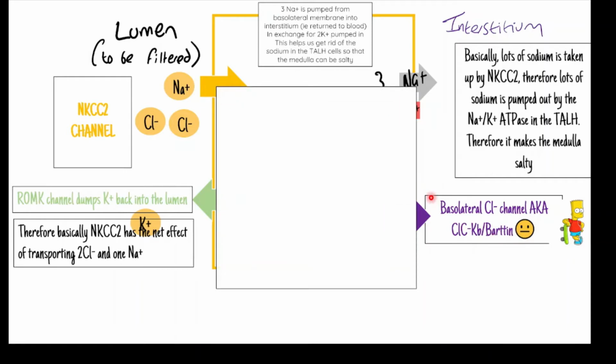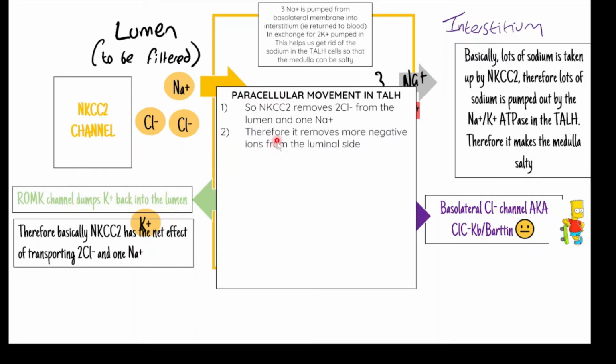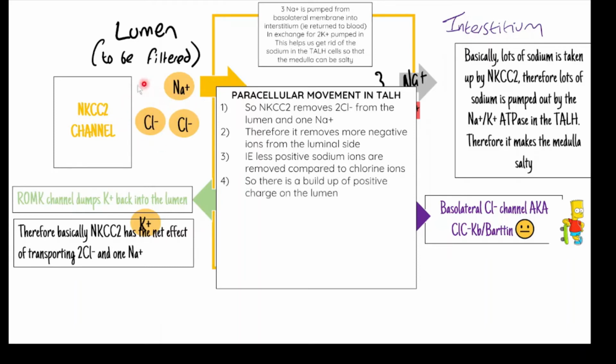there's also paracellular transport. So let's talk about that. The NKCC2, we said, removes 2 chloride ions from the lumen and 1 Na+, and I haven't counted K because the ROMK channel dumps it back in. So, therefore, it basically removes more negative ions from the luminal side. So it's removing 2 chloride instead of 1 sodium. Therefore, less positive sodium ions are removed compared to chloride ions, which means that we get a buildup of positive charge on this side because more negative charge is being removed by the transcellular route.